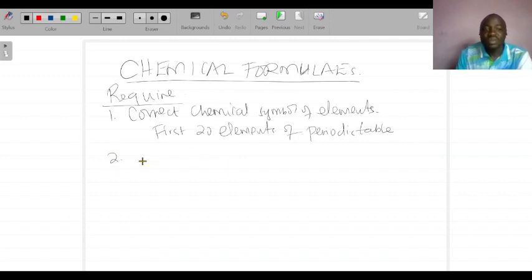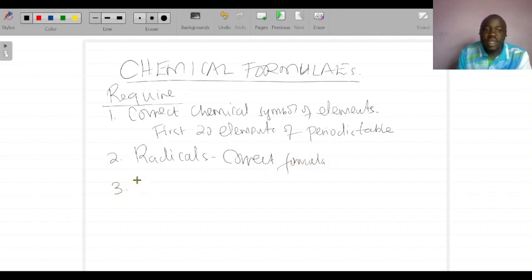Number two, we also have the issue of radicals. Radicals are a group of atoms which have a net charge, but they exist as a unit. There are various of them, so it is important you're able to know the correct formula.